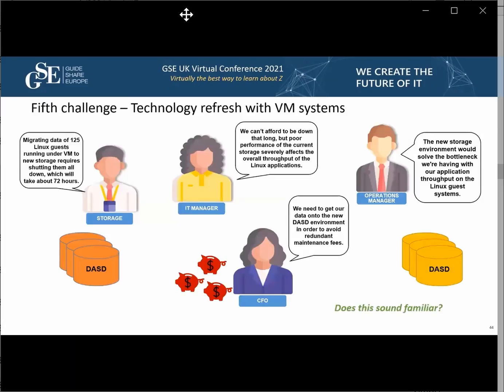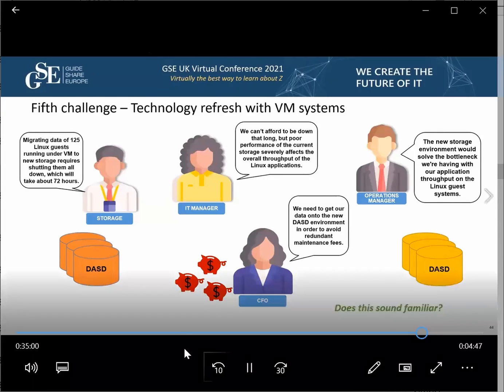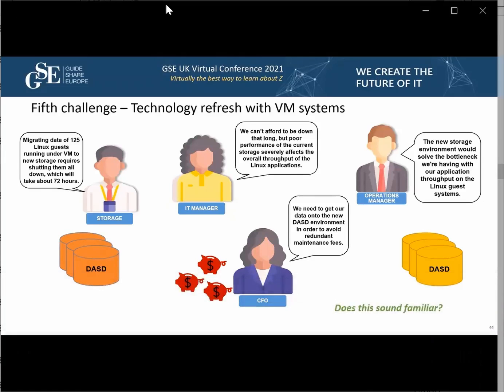So the 5th challenge we'll look at is to do with your z/VM systems. Let's say that your z/VM system hosts dozens of different Linux environments that all reside on a storage device that needs to be upgraded, and that you need to move all these VM guests onto a new storage device as soon as you can to avoid paying redundant maintenance costs, but you also can't afford to take an outage for the changeover because a lot of those VM systems host production systems. So how do you deal with this?